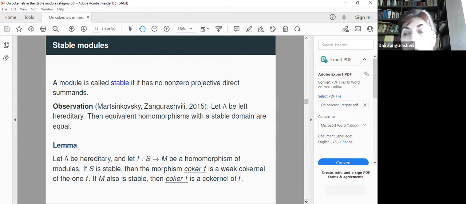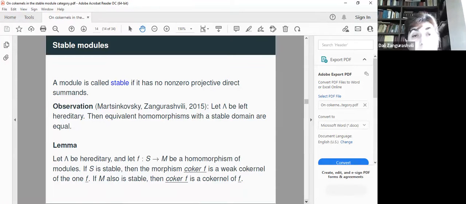Now I will show the approach I took to this problem. The notion of a stable module is crucial in my approach. A module is called stable if it has no non-zero projective direct summands. For example, consider again the ring Z of integers. Then obviously any finite abelian group is stable because it cannot contain any non-zero projective.